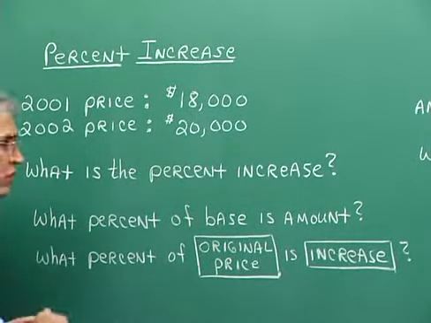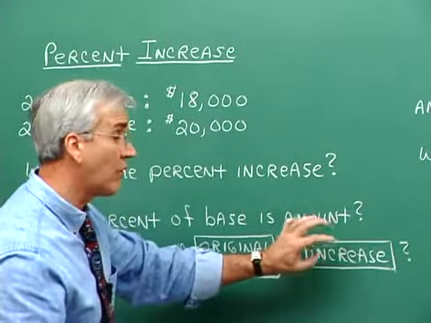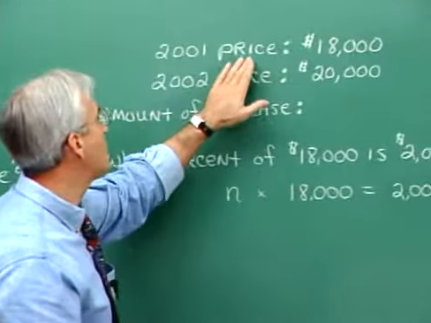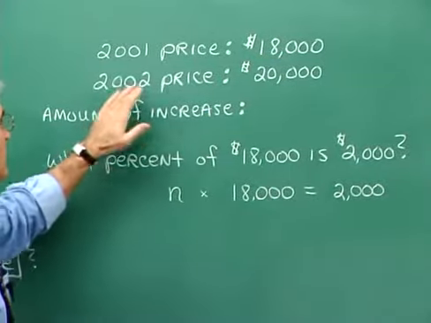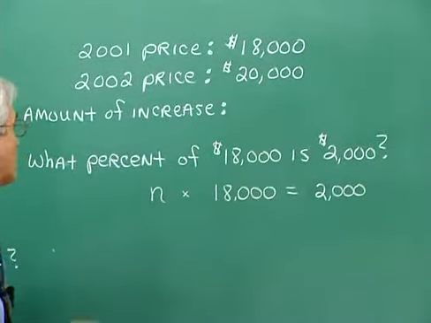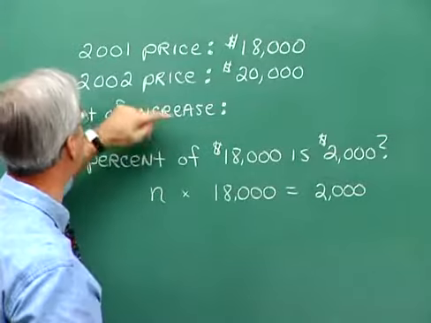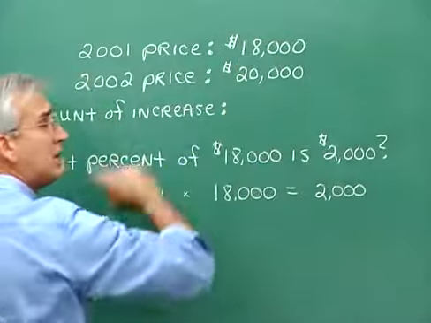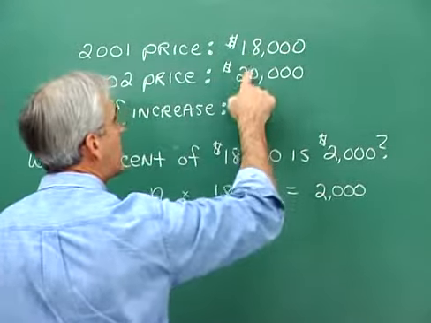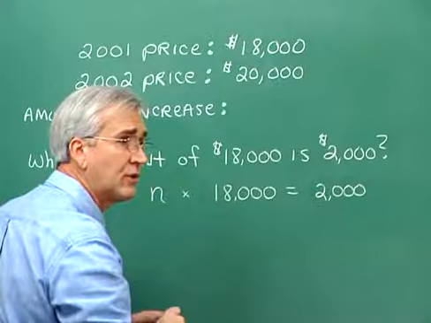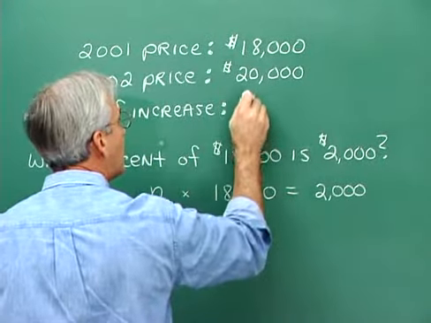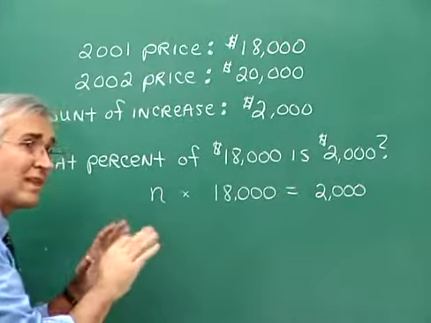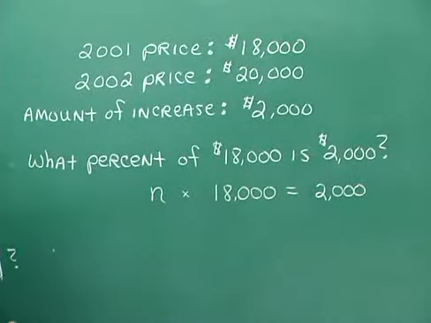Now, in this situation, we need to make the calculation for the amount of the increase, and we can do that pretty easily. The 2001 price, remember, was $18,000. The 2002 price was $20,000. The amount of the increase from 2001 to 2002 would be the difference between these two. So from $18,000 to $20,000, that's an increase of $2,000. So the amount of increase is $2,000, and we need that in our equation for the calculation of percent increase.